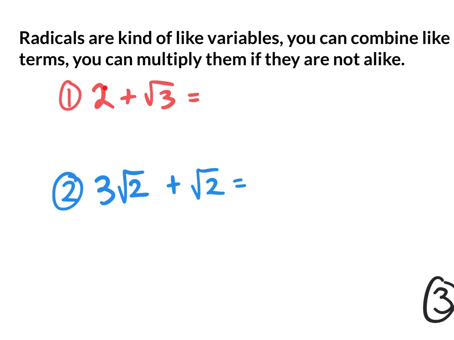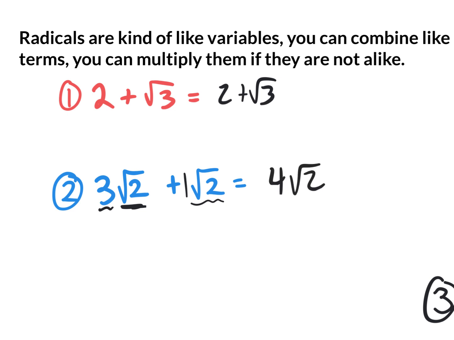Anyway, if I asked you to add a number with a radical, you wouldn't be able to do that. They're not like terms, so you would leave it exactly the way it is, right? You wouldn't mess with it. But if I ask you to add 3 of these guys plus 1 more of these guys, what's my answer going to be? 3 square roots of 4? You have 3 of these guys, and you have 1 of these guys. 4 of those guys.